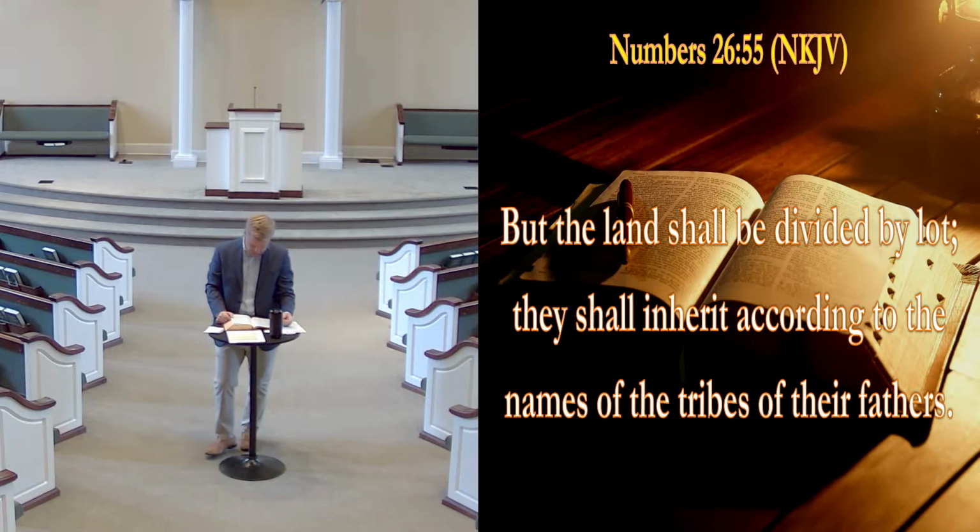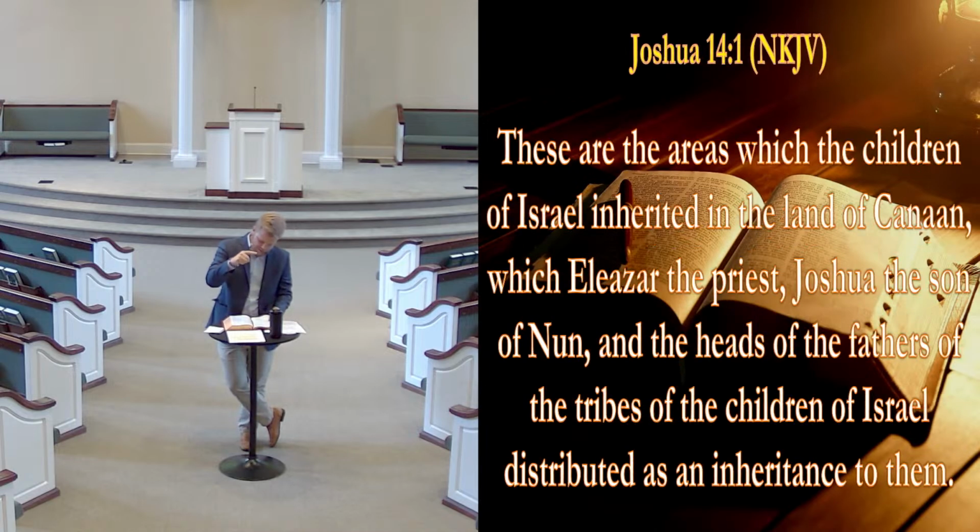Then the Lord spoke to Moses, saying, to these the land shall be divided as an inheritance according to the number of names. To a large tribe you shall give a larger inheritance, and to a small tribe you shall give a smaller inheritance. Each shall be given its inheritance according to those who were numbered of them, but the land shall be divided by lot. They shall inherit according to the names of the tribes of their fathers. And so again, that's what's being referenced here in Joshua 14 when it references back to the Lord commanding Moses, but it's being fulfilled here with Joshua.